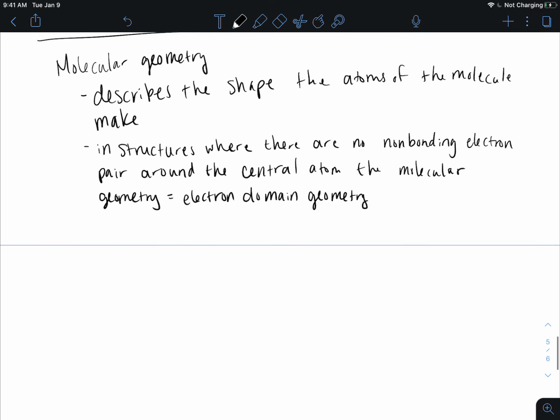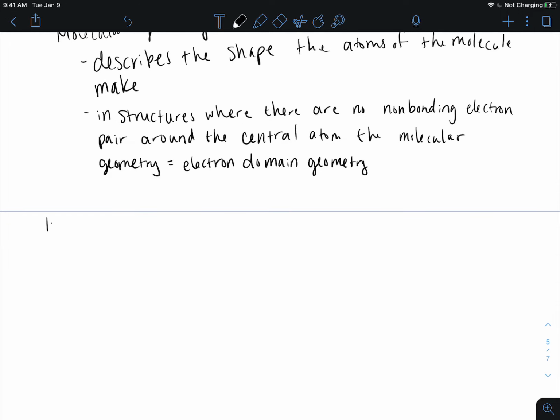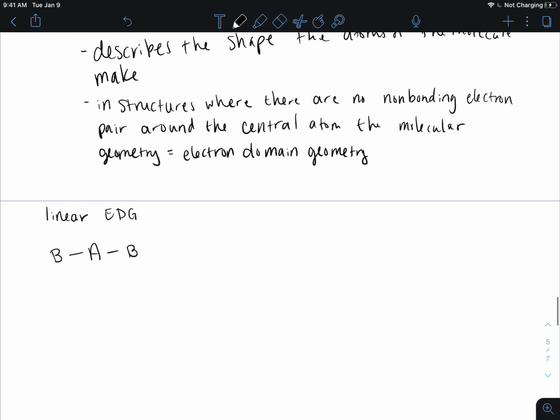So let's go through each of these structures and see how adding those electron pairs is going to change our molecular geometry versus what we saw with our electron domain geometry. So we're going to start with our linear electron domain geometry. And there's nothing we can do with this. If we've got a central atom and 2 peripheral atoms, this will have 180 degree bond angles.